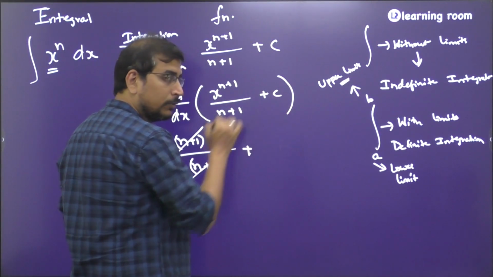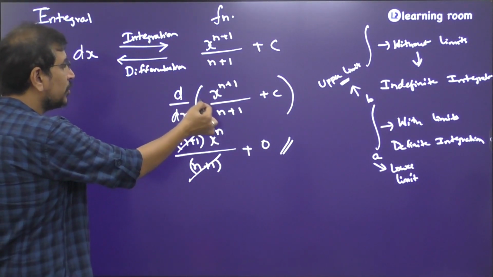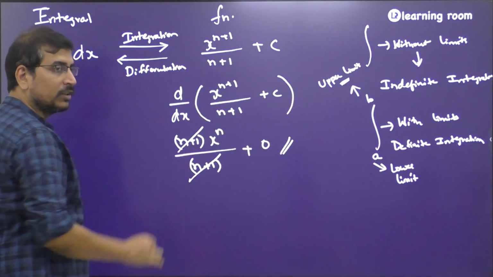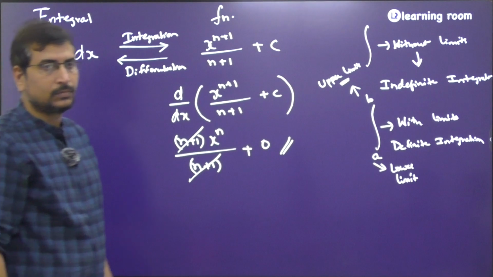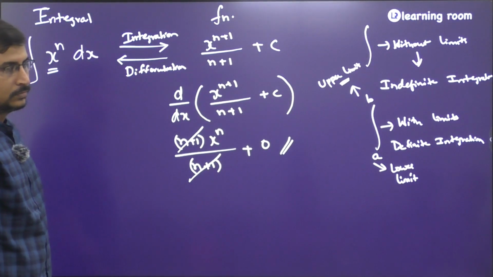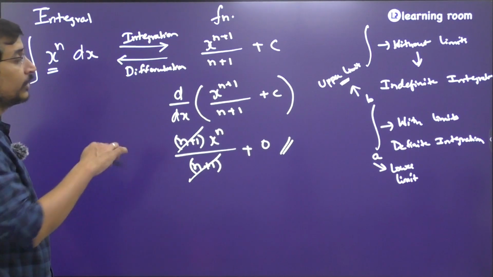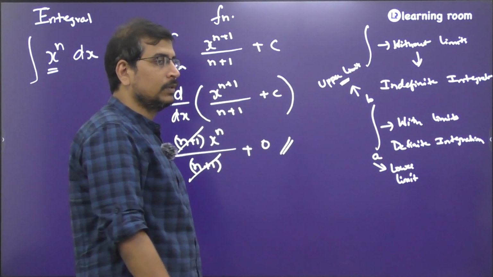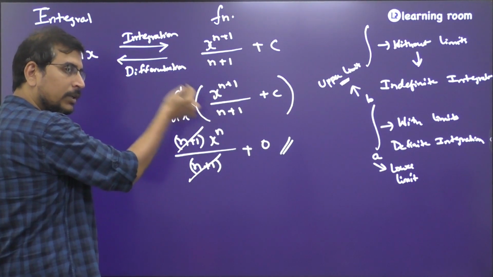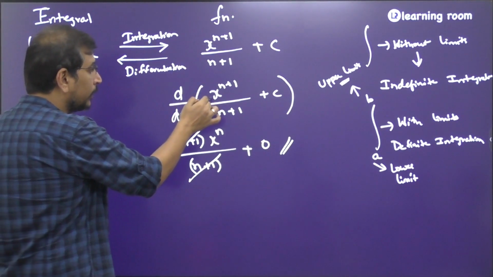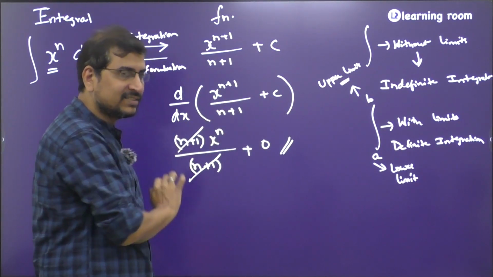Plus, what is the derivative of a constant? 0. So on differentiating this x power n plus 1 by n plus 1, what is it you got? x power n, you got this function back. You would have got it, but you need to add that constant because we don't know the limits. Meaning, if I differentiate this function also, I'm getting x power n. If I differentiate x power n plus 1 by n plus 1 plus 1, I'll get the same answer. Plus 2, I'll get the same answer.